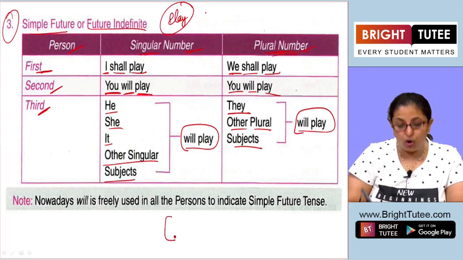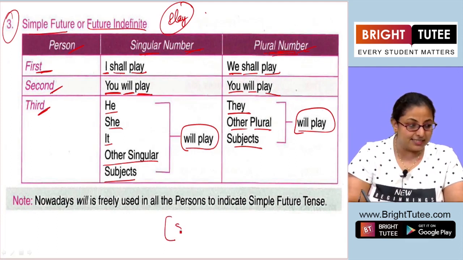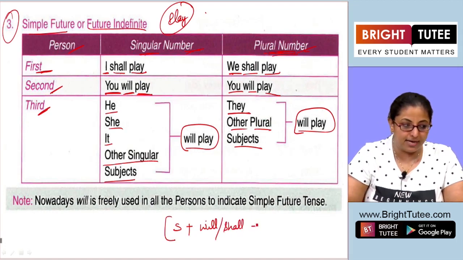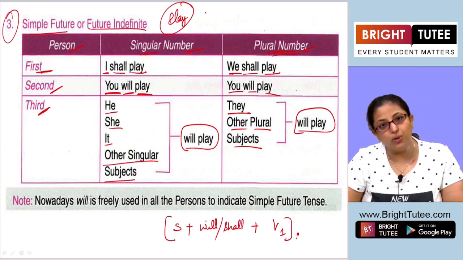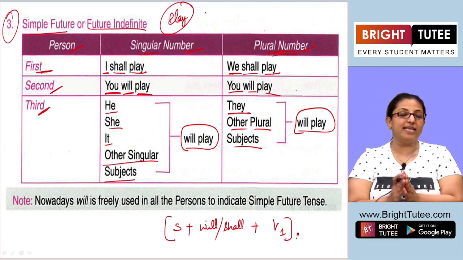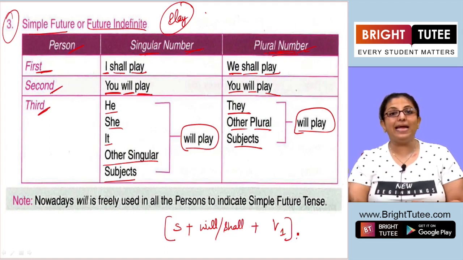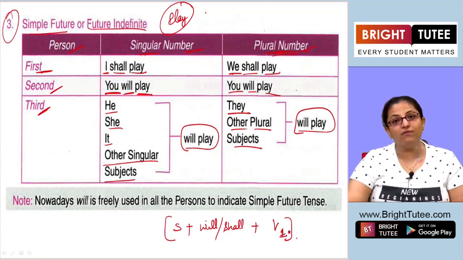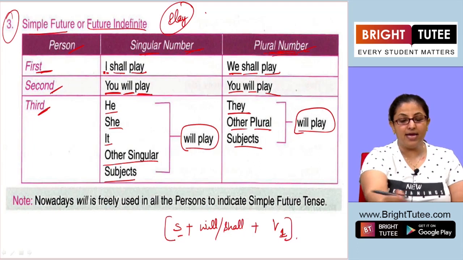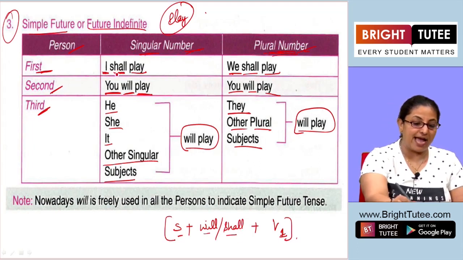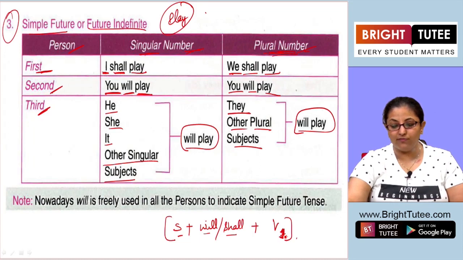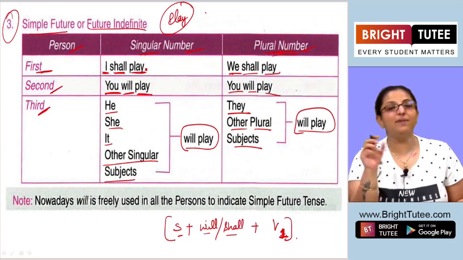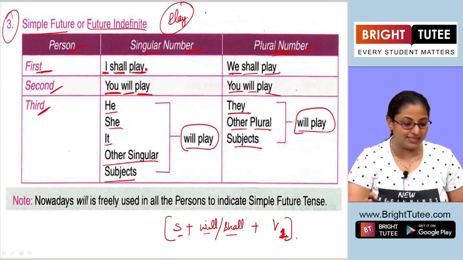Here, the structure of this kind of sentence is subject plus will or shall plus the first form of verb. We have not added the second form. Second form is played. So we cannot write played because it will be past tense. So it is the first form of verb. Subject means I, will or shall, and the first form of verb which is play. I shall play. Right? So this is simple future tense. This is very simple to understand, very easy to understand.